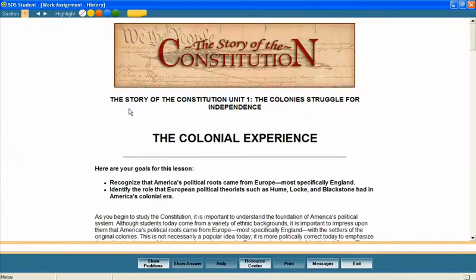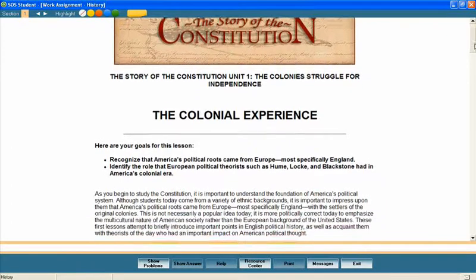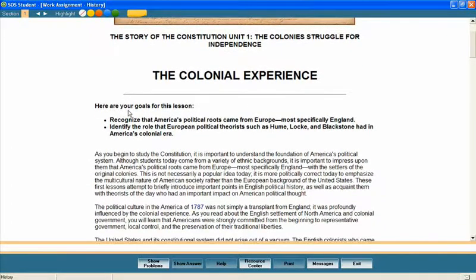In a unit entitled The Colony's Struggle for Independence, let's look at a lesson called The Colonial Experience. Most lessons begin with a brief introduction and a list of goals or objectives for the lesson. These objectives help students stay focused on important lesson content and provide parents with an effective way to measure mastery of lesson content. The goals for this lesson are: recognize that America's political roots came from Europe, most specifically England, and identify the role that European political theorists such as Hume, Locke, and Blackstone had in America's colonial era.